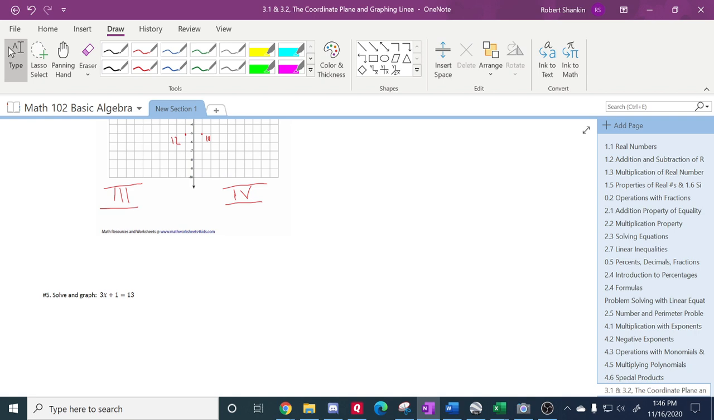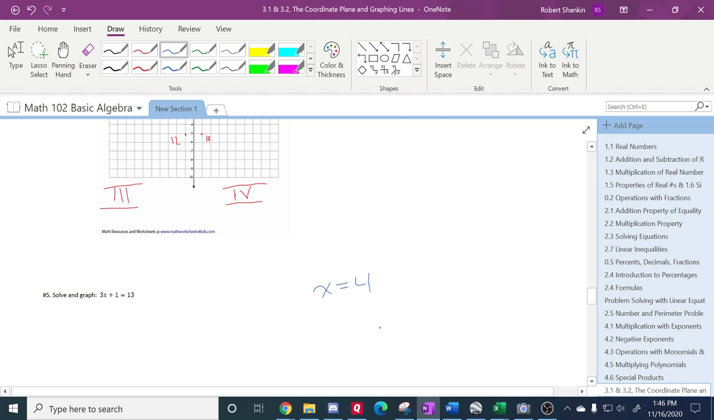Okay, let me ask group 4, what'd you get for solve and graph? We got x equals 4, and then our best guess would be to do it as like 4 along the x-axis and then 0 on the y-axis. Ah, I like the way you're looking at that.